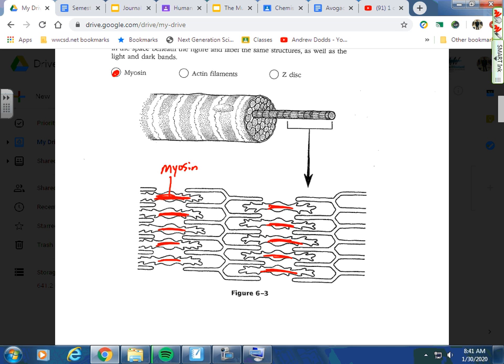Okay, and I'm going to do the Z-disc blue. So that's just going to be these areas. And we've got to do the actin. I'll do that green. Those are the thinner filaments. You get the idea? And we also have to do the I band, the A band, the sarcomere. The sarcomere is going to be from Z line to Z line.